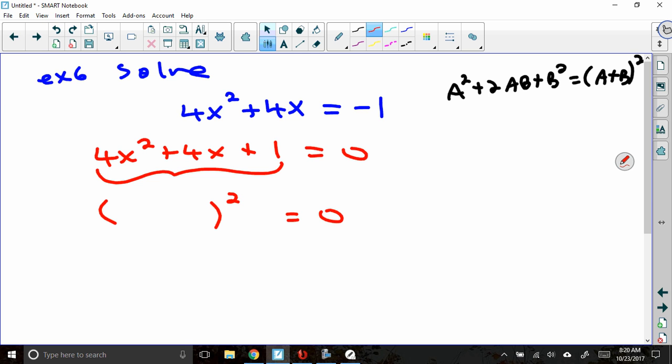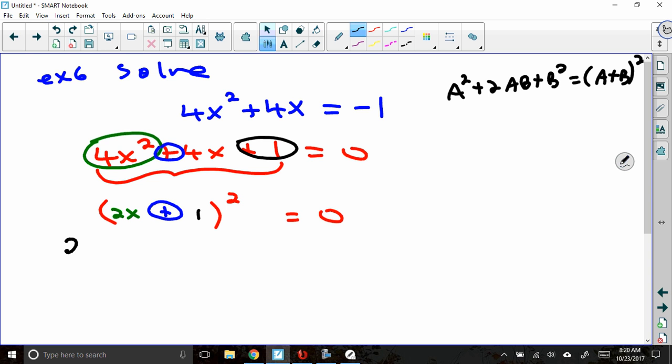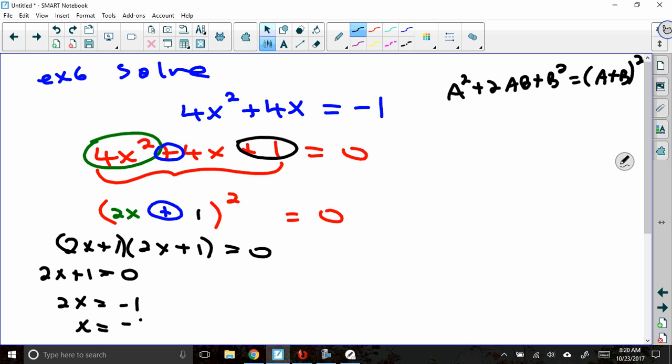So to get the first term in it, I need to take the square root of the first term. So what's the square root of 4x squared? 2x, good. And to get the last term in it, I take the square root of the last term. So what's the square root of 1? 1. And the sign of the middle term is the sign that goes in the middle, and that's going to be a plus, right? And this is where it makes sense to expand this out. 2x plus 1 times 2x plus 1 equals 0. So 2x plus 1 equals 0, so 2x would equal negative 1, and x would equal negative a half.